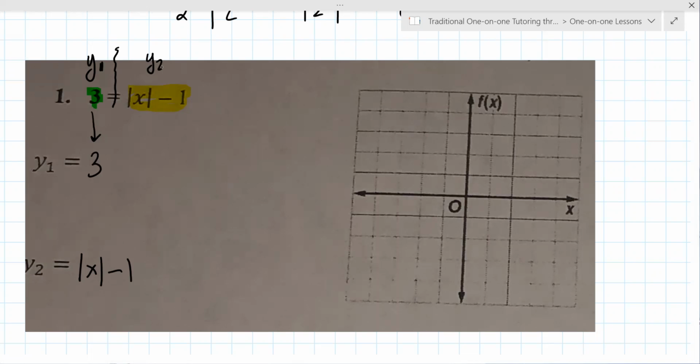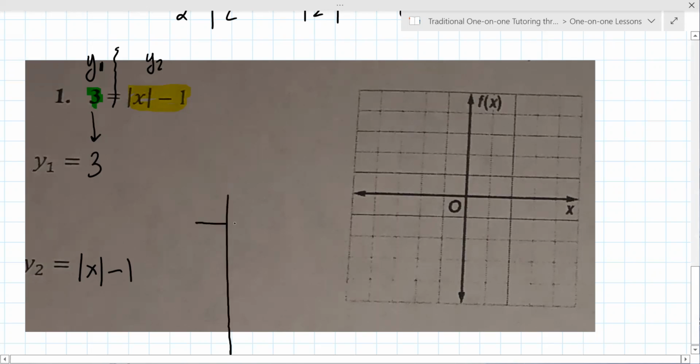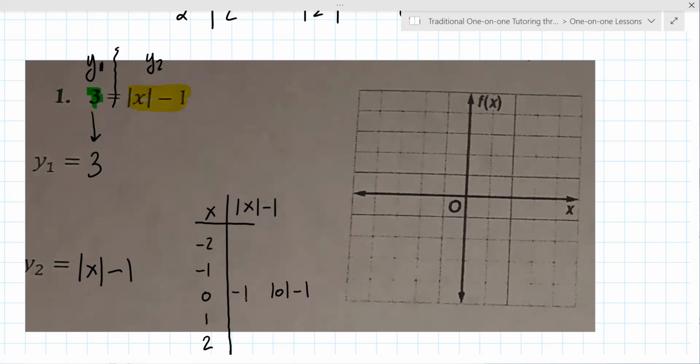Now let's look at Y2 first, and let's make a table. X, absolute value of X minus 1. Let's start with a nice number. Let's start with 0. What is the absolute value of 0 minus 1? The absolute value of 0 is 0, and then you subtract 1. What does that become? -1. So everything is gonna turn negative in this? Maybe. Let's get through a few more. Oh no, never mind. You jumped to conclusions there.